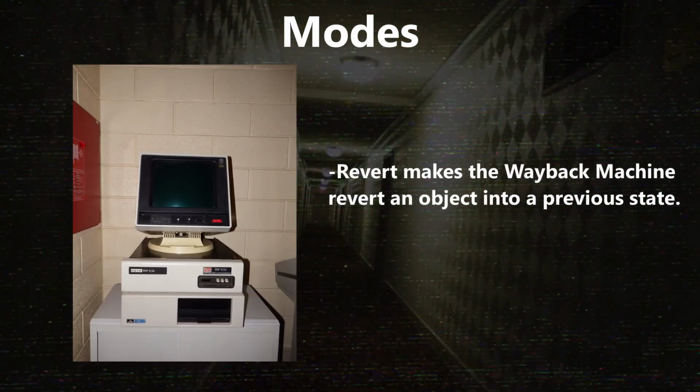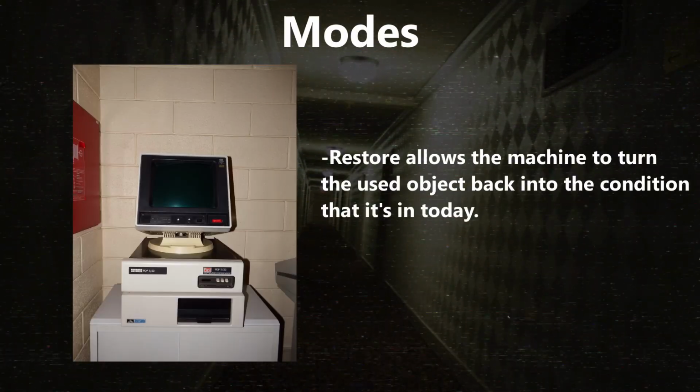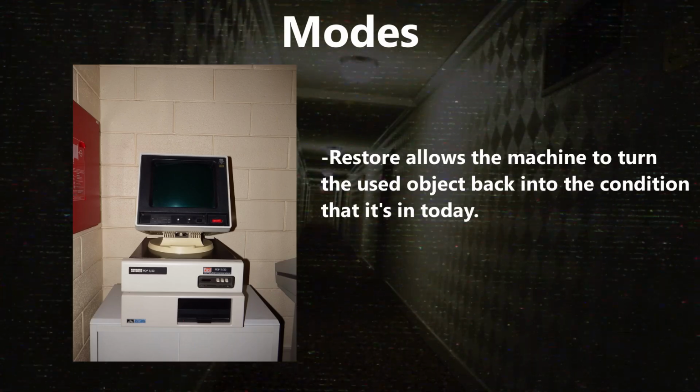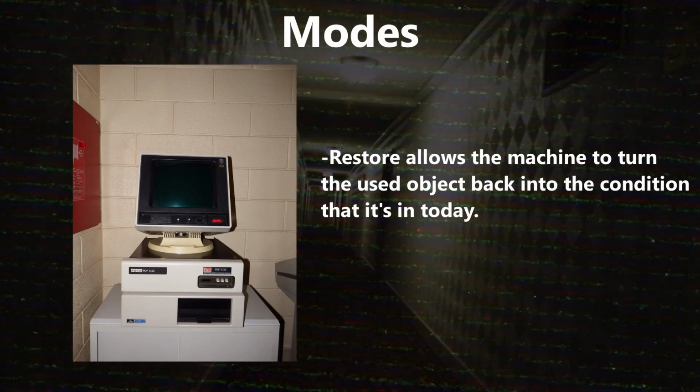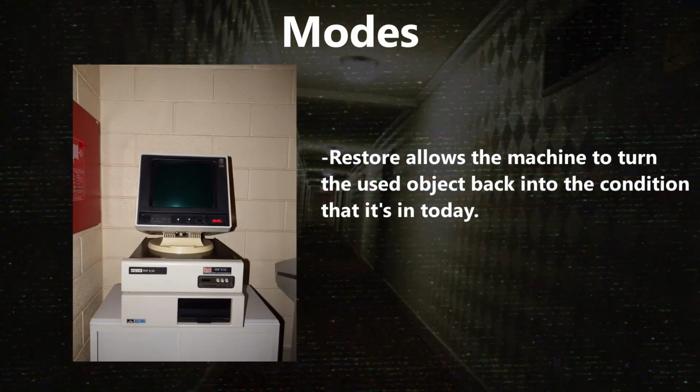Speaking of which, Revert will activate the reverting process, which seems simple enough. Finally, clicking Restore allows the object to be restored into its present appearance, arguably on the diagram before being reverted or used.